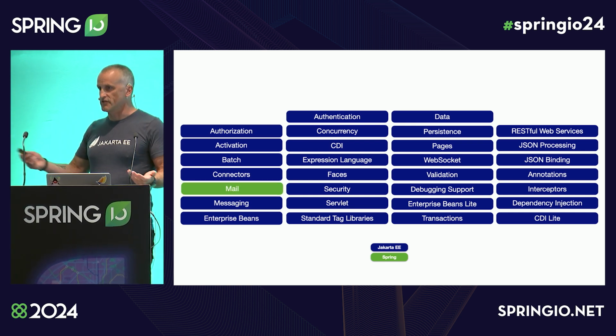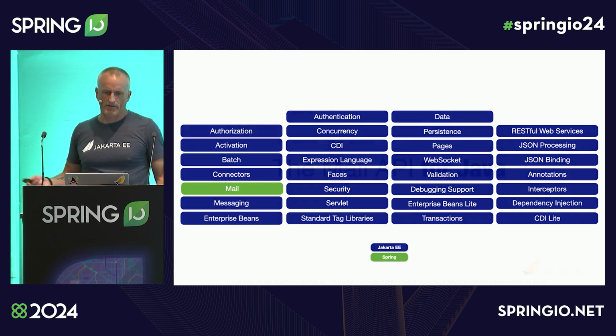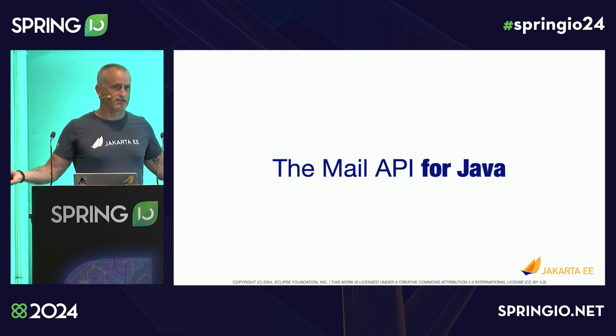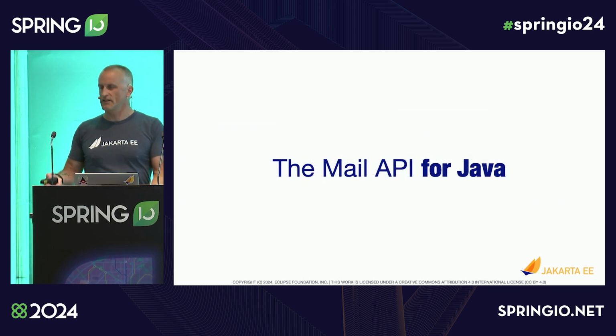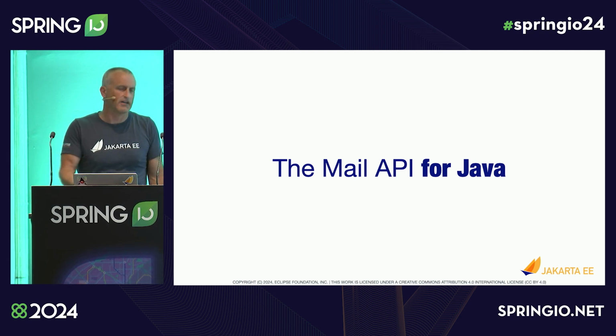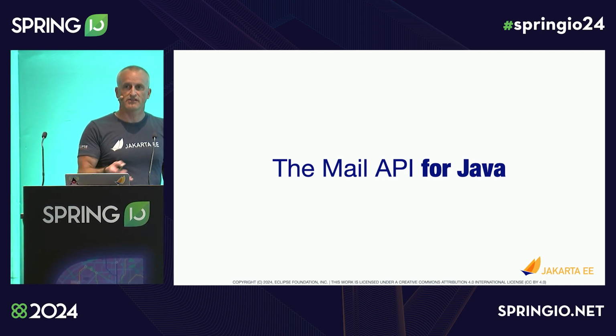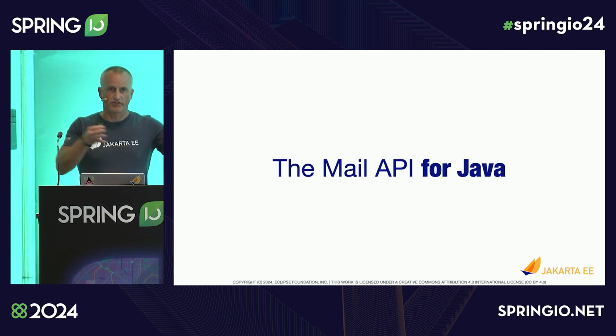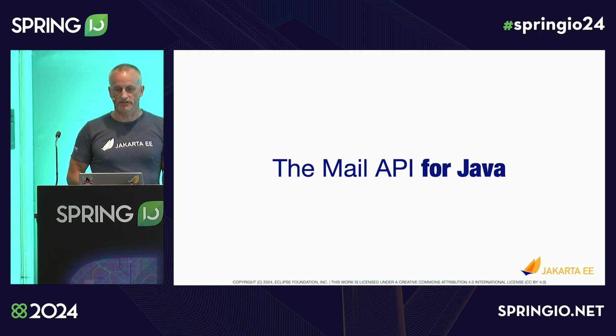So Jakarta Mail is used directly by Spring. It's used by everybody because Java Mail is the de facto mail API out there. So if you're sending mail from an application, chances are you're using Java Mail, which is now Jakarta Mail. So you have to change the namespace there to use the newer versions.